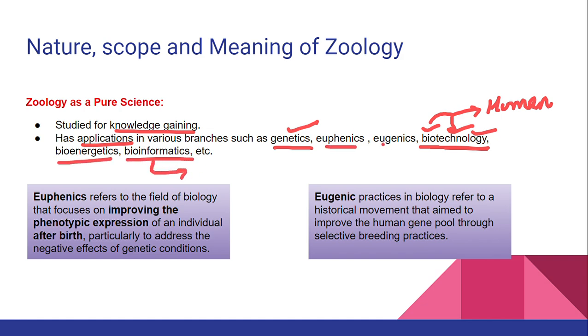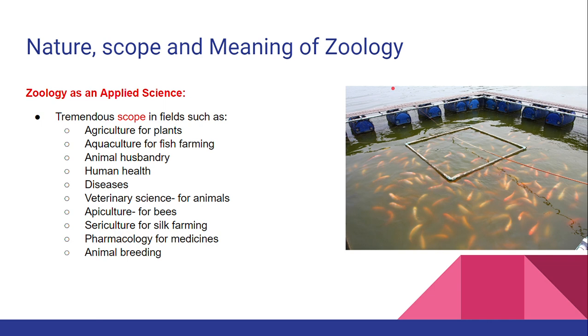What are euphenics and eugenics? In eugenics, gene is coming. That means we are going to deal with improving the human gene pool. That's it. Nothing more you have to know about this, right? And euphenics is different: we are talking about improving the phenotypic expression. So here we are improving the genotypic expression and here we are improving the phenotypic expression. I hope you know what genotypic and phenotypic are. Please write in the comment box and let me know if you know about it or not.